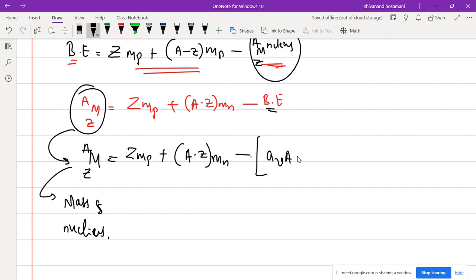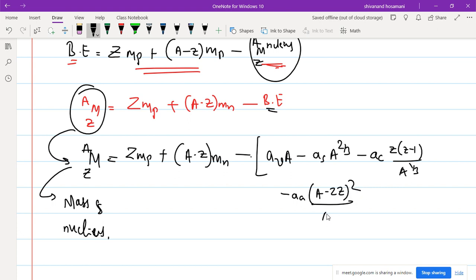Then how does it depend on the Coulomb force? The term is minus a_C into Z into Z minus 1 divided by A to the power of 1 by 3. Next is the asymmetry part. It is also minus: a_A into A minus 2Z whole squared divided by A. Then plus or minus a_P divided by A to the power of 3 by 4. So using the binding energy terms, the proton mass and the neutron mass, we can calculate the mass of the nucleus.